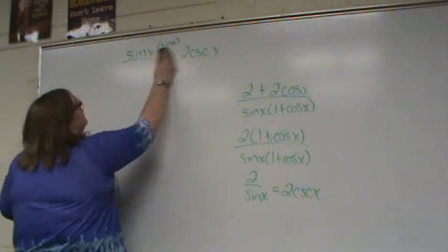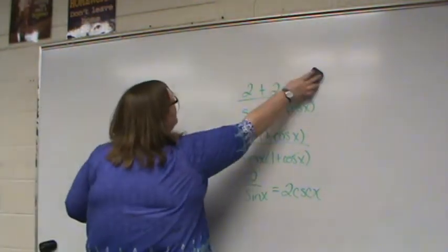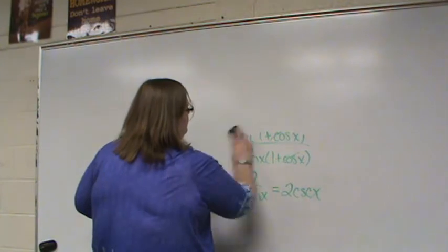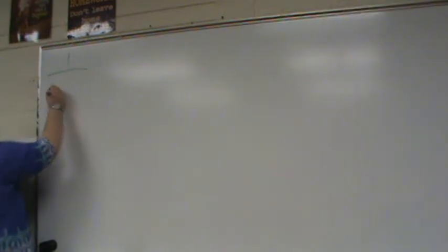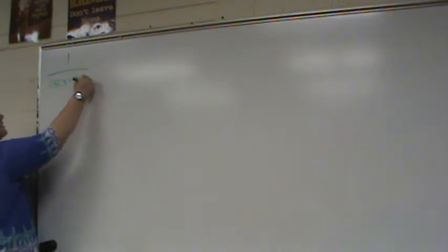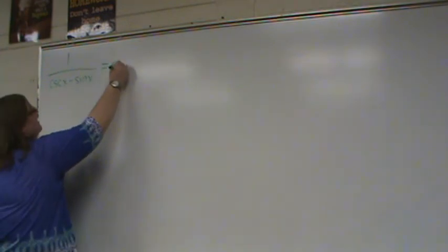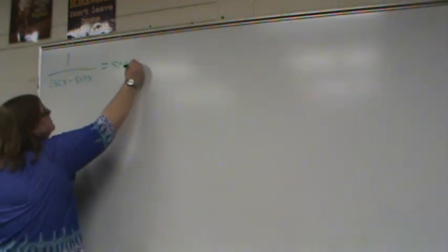Alright, and we've got example 7. Alright, so example 7. We've got 1 over cosecant x minus sine x, and that equals secant x tan x.